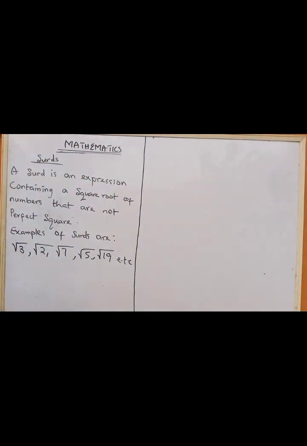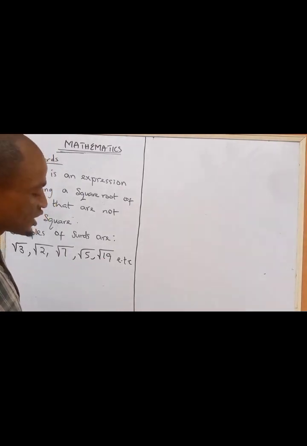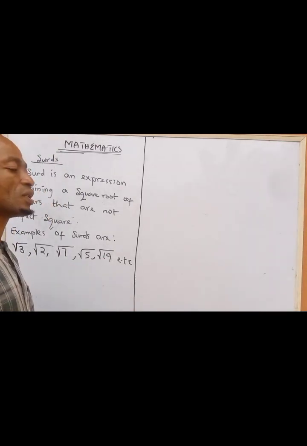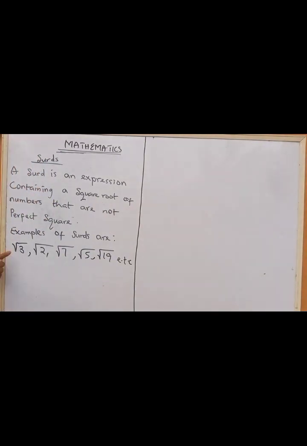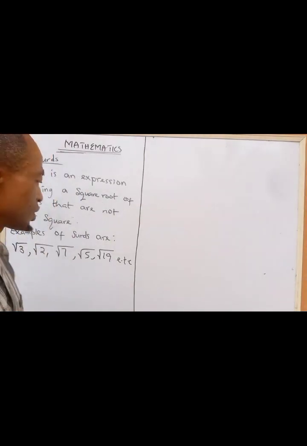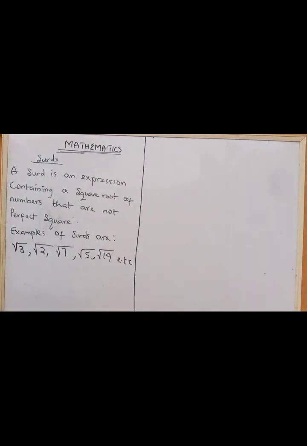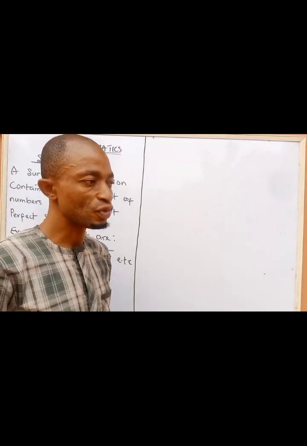So let's look at examples of surds. You have square root of 3, square root of 2, square root of 7, square root of 5, square root of 19, square root of 21 is also an example of a surd. So when you find the square root of numbers that are not perfect squares, they are examples of irrational numbers. So we are going to look at some rules that guide the simplification of surds.